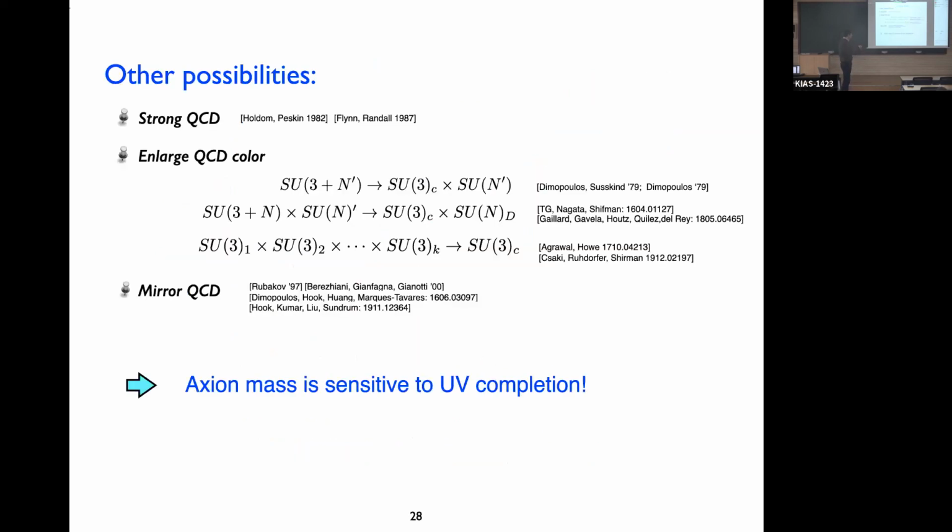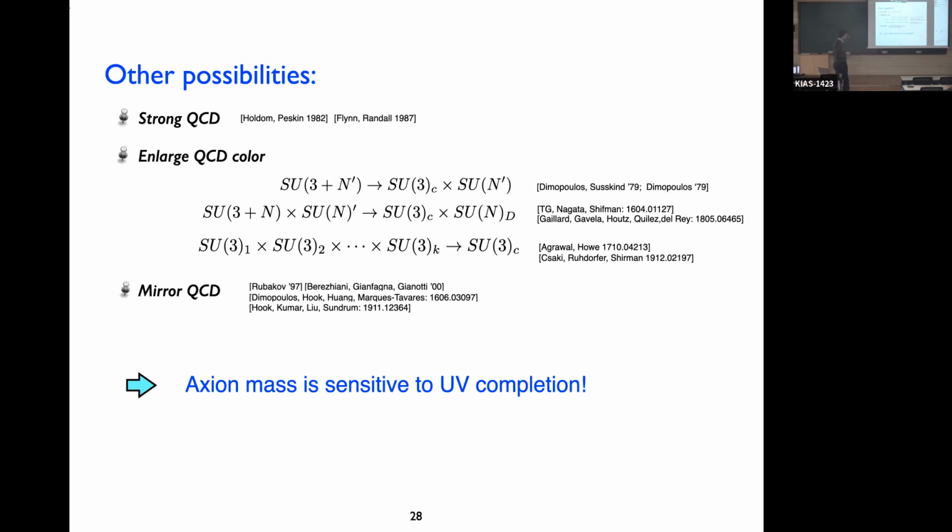Of course, this just shows you that I didn't mean to imply that we were the first to have this idea. The idea of enhancing the axion mass goes back to the 80s, Holdom, Peskin, Flynn, Randall, and then there's been further development over the years, and more recently a lot of work has been done. So I just put a bunch of references here for people if they want to also look at these other papers.